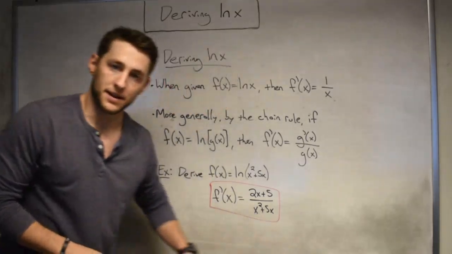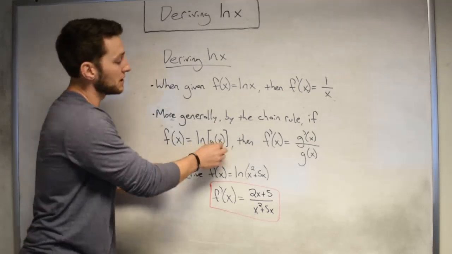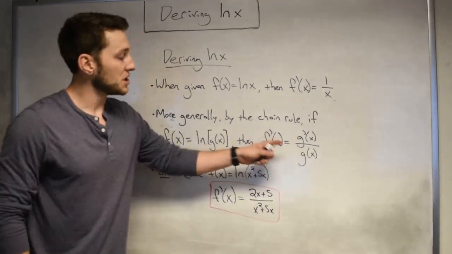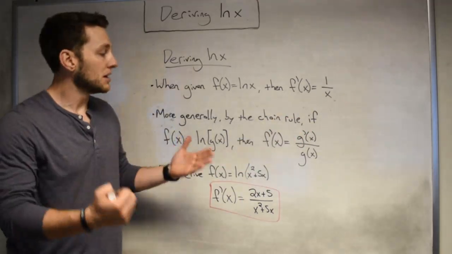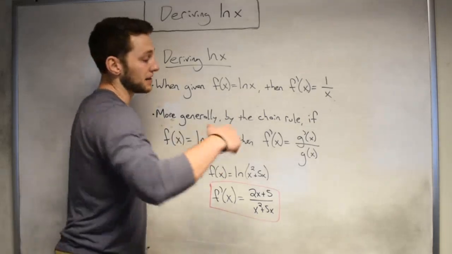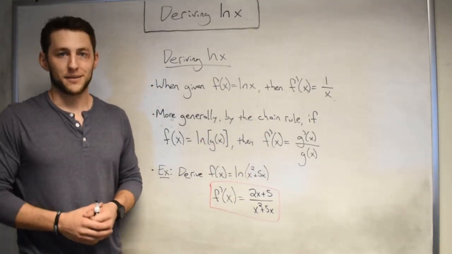For those that are curious why chain rule applies right here, think about a function, natural log of x, trapping another function, g of x. That will end up giving you 1 over g of x times g prime of x, but usually it's best just to remember derivative of the inside divided by the original inside. Let's get to a little bit more complicated examples now.